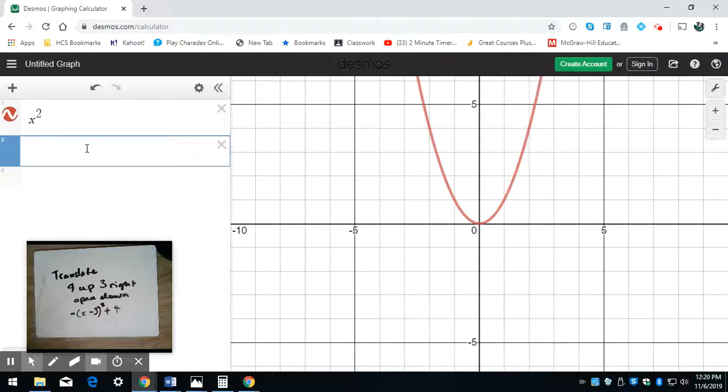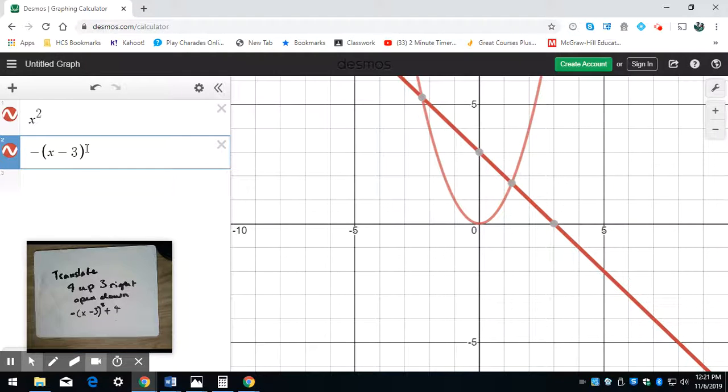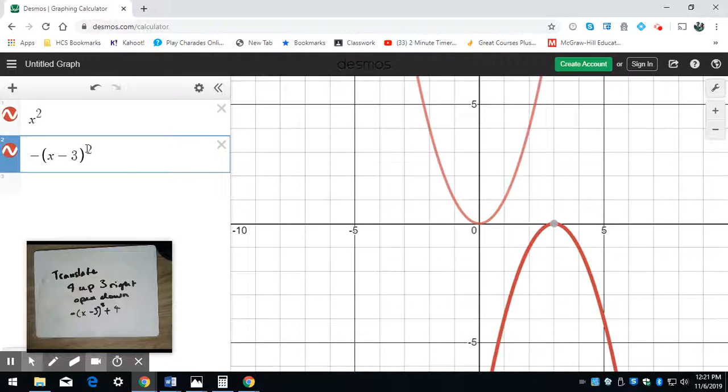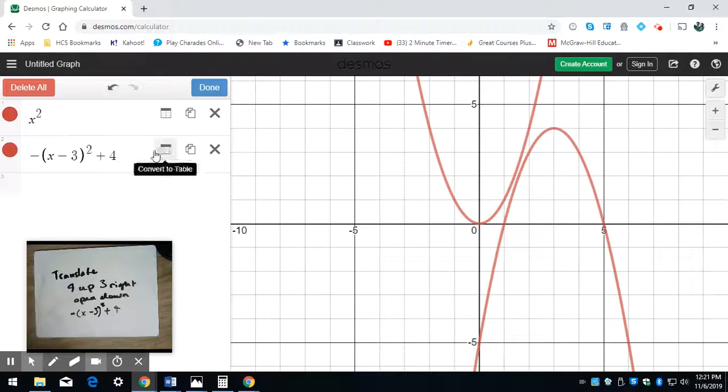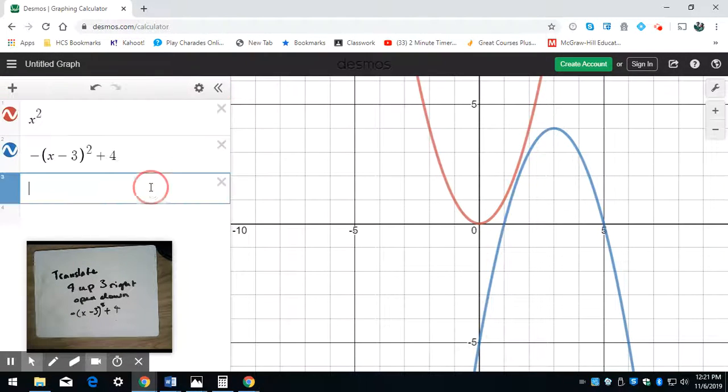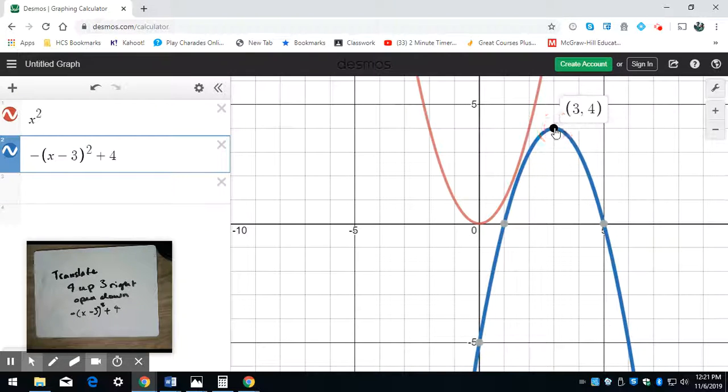Now let's graph it and see where I'm right. If I'm not, this is going to be messed up. All right, so we got negative x minus 3 squared plus 4. Let's see if everything is right. So my vertex, 3, 4, right? I went up 4, that's before. I went to the right 3, so yeah, that's right. And I'm opening downwards. So boom, that's it. Real simple. Let's do one more just to practice.